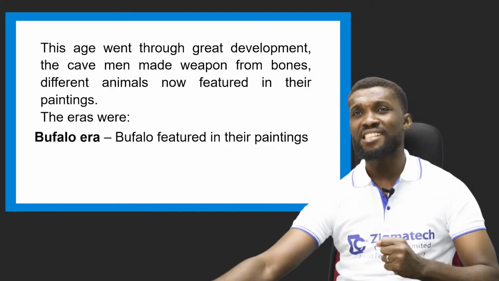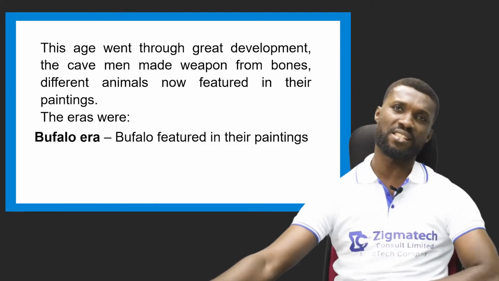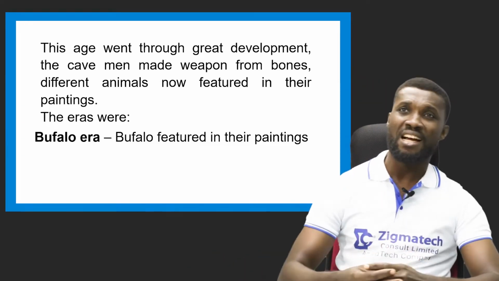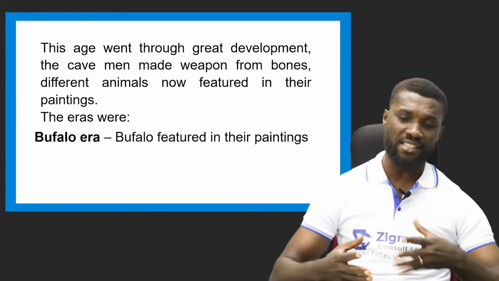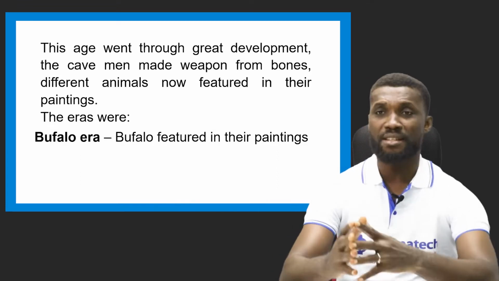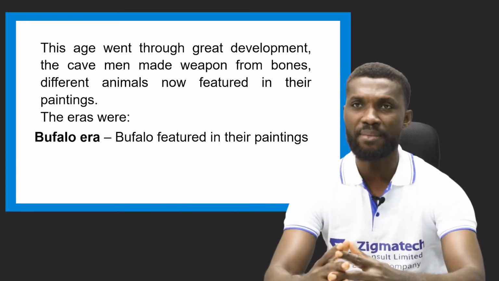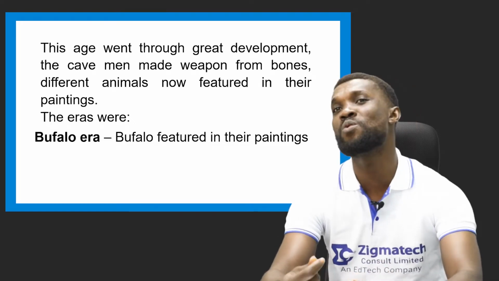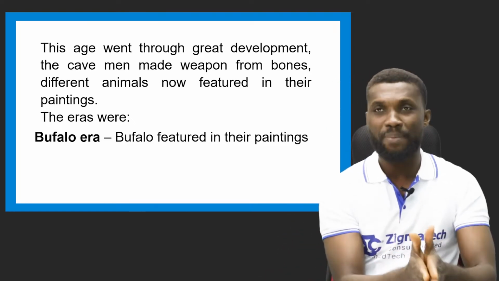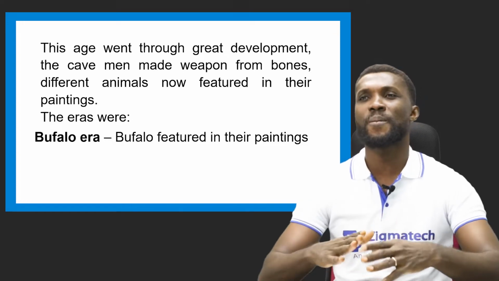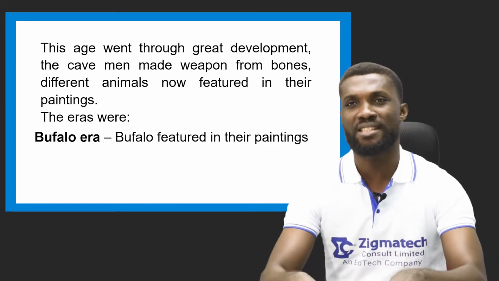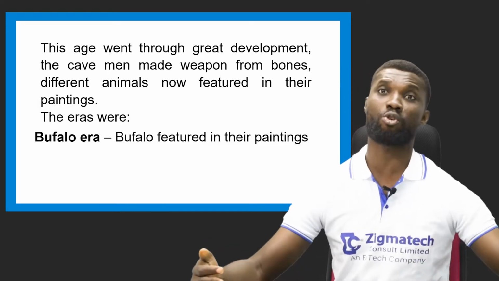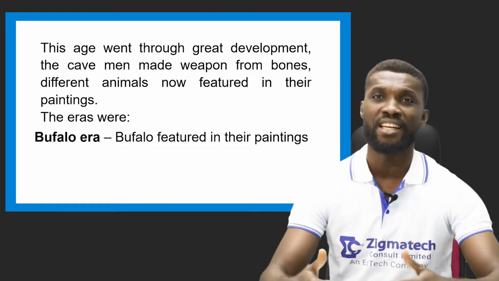This is the age that went through great development. The cavemen made weapons from bones, and different animals featured in their paintings. During this period, they made weapons from bones and stones, including wood. During the Paleolithic period, there was no development; they just lived a reckless life. But in the Mesolithic period, they started coming together and living in community.